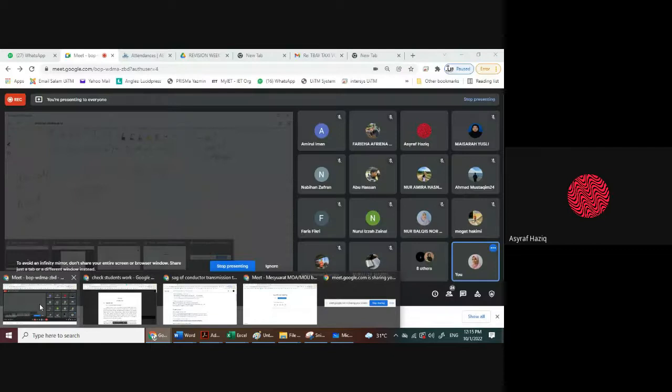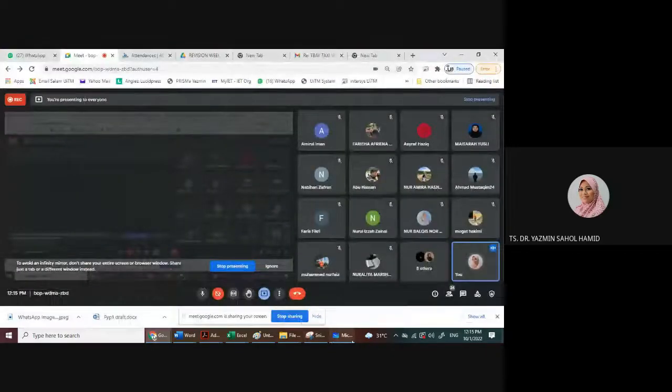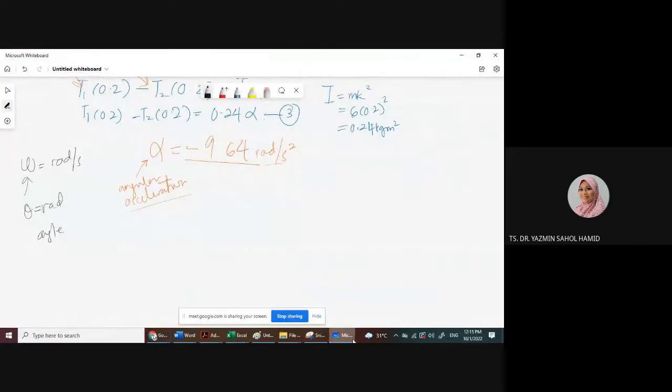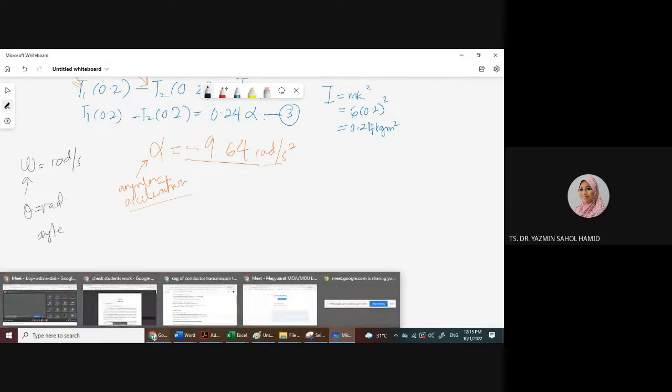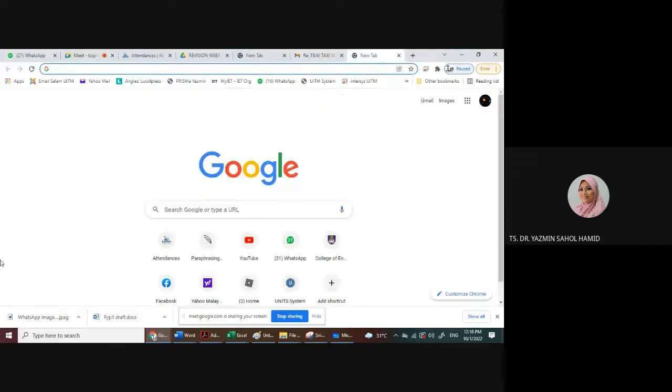Okay. Tadi terblank sikit ada. Hey, jangan buat macam tu lagi. Okay, tak apa. Saya pun tutup kamera kan. Tak nampak reaction muka saya. Kalau you boleh tengok reaction muka saya. Okay, alright.